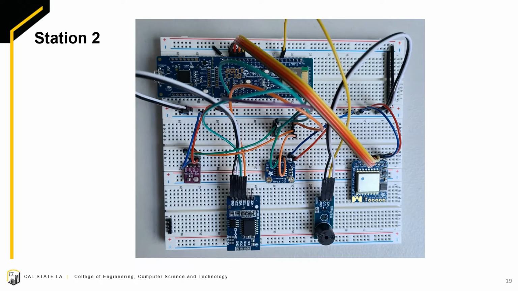This image shows our second sensor station. Located at the bottom, we have the sensors for this station. From left to right, we have a BME 280 sensor, a real-time clock sensor, a FRAM sensor, a buzzer module, and lastly, the LoRa module.